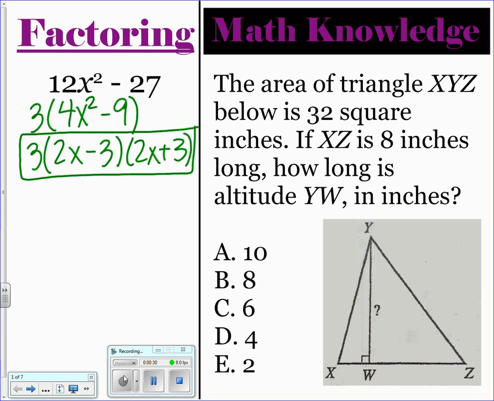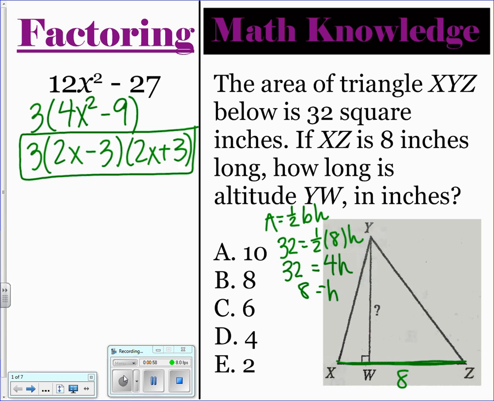Now for the math knowledge question, they tell you the area of the triangle is 32, and they tell you that xz is 8. Well, xz is your base, and our area formula for a triangle is 1/2 base times height. We know our area is 32, our base is 8, and then yw is our height. And so we have 32, 1/2 of 8 is 4, and so if you solve for your h, you get 8. So your height would be 8.